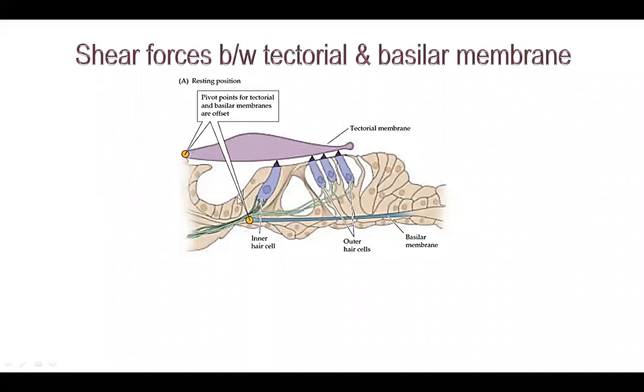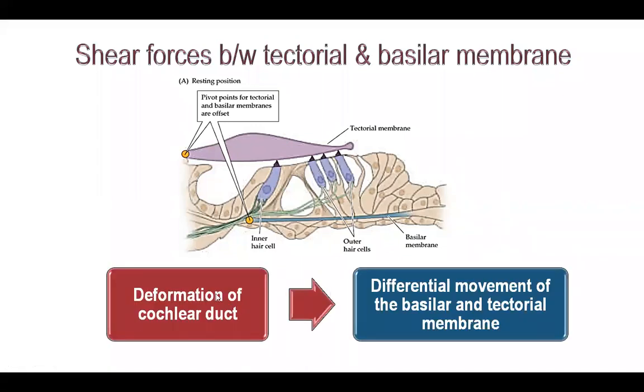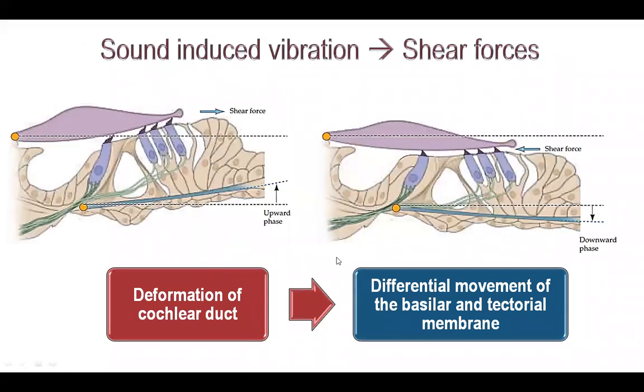Whenever the movement occurs, there is shifting of these pivot points. The deformation of the cochlear duct will cause differential movement of the basilar and the tectorial membrane. If there is movement up, what is going to happen? The basilar membrane moves up, because of which the hair cells move in this direction, meaning towards the taller one. If the basilar membrane moves down, the movement is in the opposite direction. So these shear forces cause displacement of the stereocilia.